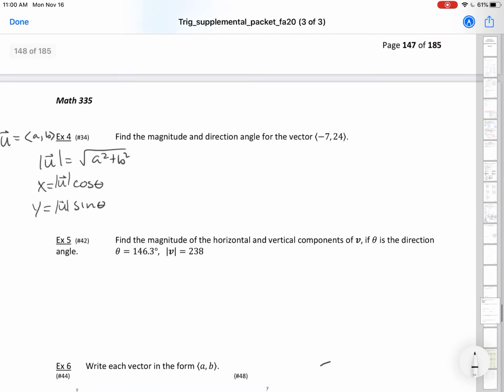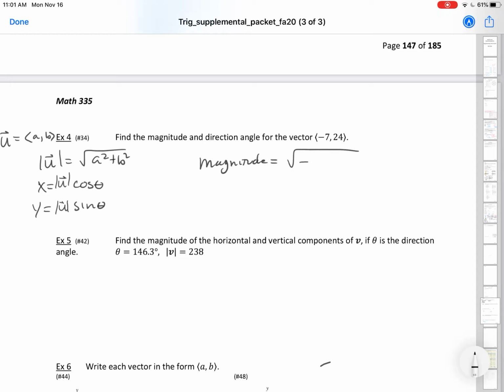So why am I bringing that up? Well, that's what we're going to need for this problem. For this problem, we have the vector -7, 24. So they're asking us to find the magnitude of it. So the magnitude is going to be equal to the square root of -7 squared plus 24 squared, which is equal to the square root of 49 plus 576, which is equal to the square root of 625, which you might know is 25. So this thing has magnitude 25.